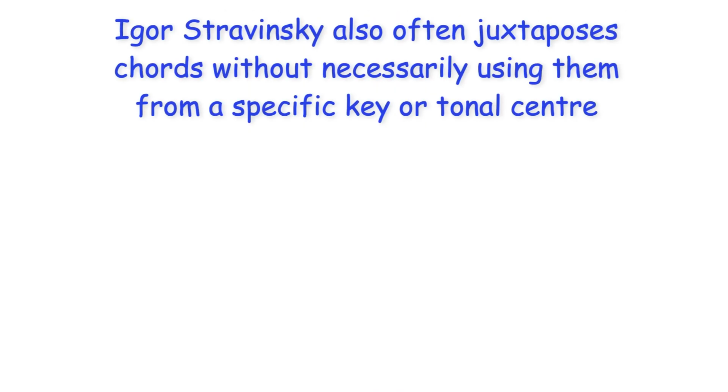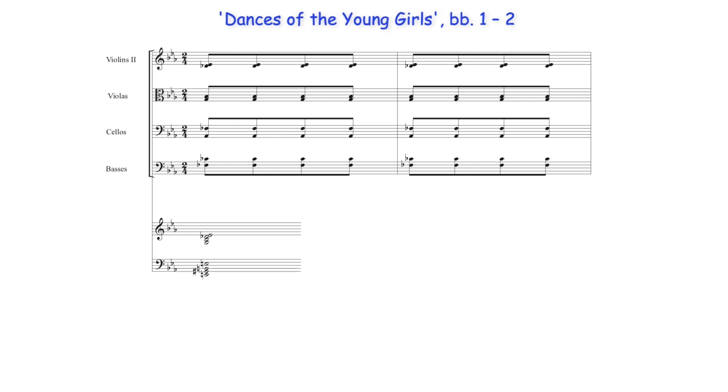Igor Stravinsky also often juxtaposes chords without necessarily using them from a specific key or tonal center. Here, for example, at the beginning of the Dances of the Young Girls movement from the Rite of Spring, E major, written enharmonically as F flat major, is used with the first inversion E flat dominant 7th chord.